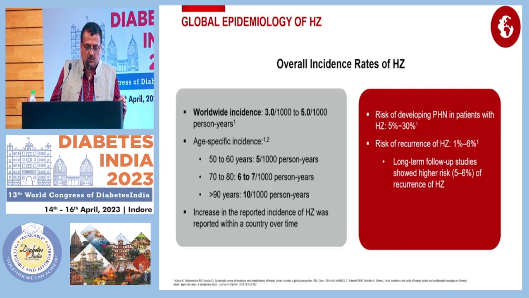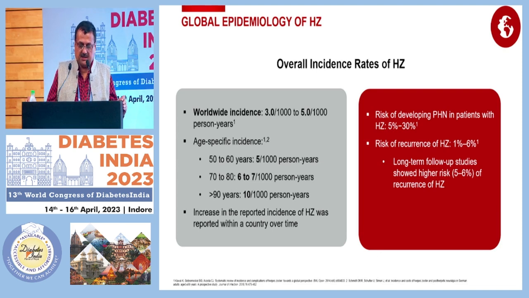Now, what is the global epidemiology of herpes zoster? The overall worldwide incidence is 3 to 5 per 1000 person-years. Age-specific incidence is 5 per 1000 person-years at 50 to 60 years, 6 to 7 at 70 to 80, and among those 90 years and above it is 10 per 1000 person-years. So as age progresses, the incidence increases.